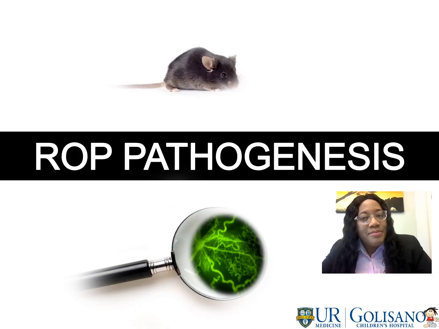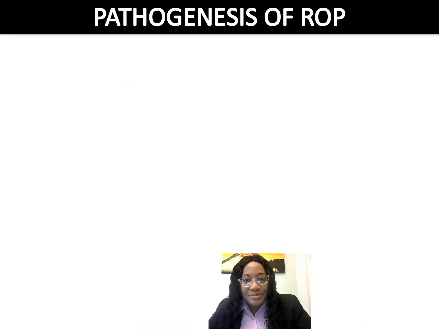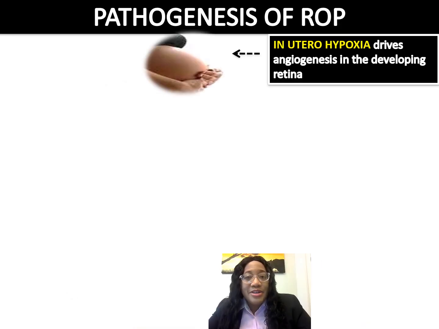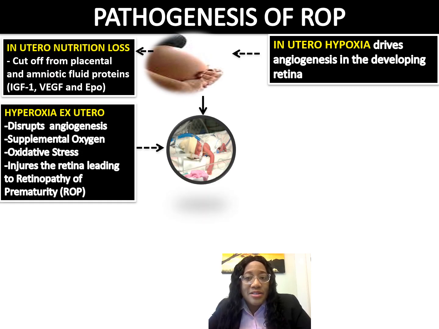So, what is the pathogenesis of ROP? In utero, hypoxia drives angiogenesis in the developing retina. With preterm birth, the infant is now cut off from placental and amniotic fluid proteins and growth factors like insulin growth factor 1 and vascular endothelial growth factor, VEGF. The infant is now exposed to a hyperoxic ex utero environment. Hyperoxia disrupts angiogenesis, exacerbated by supplemental oxygen given to premature infants for their lung immaturity, causing oxidative stress and release of free radicals which injure the retina, leading to ROP.